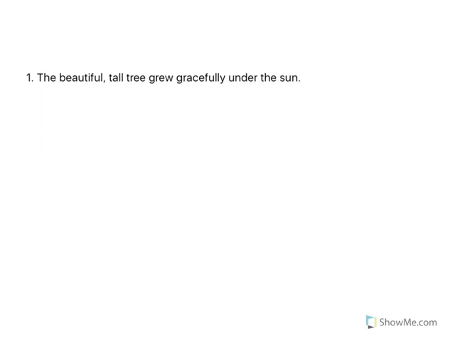So the directions for our lesson tell us to label the words in the sentence structure and the sentence purpose, and diagram the sentence. Our first sentence says, the beautiful tall tree grew gracefully under the sun. Here, our subject noun, the one completing the action, is going to be tree. The tree what? What did it do? It grew. Now, what kind of verb is grew?